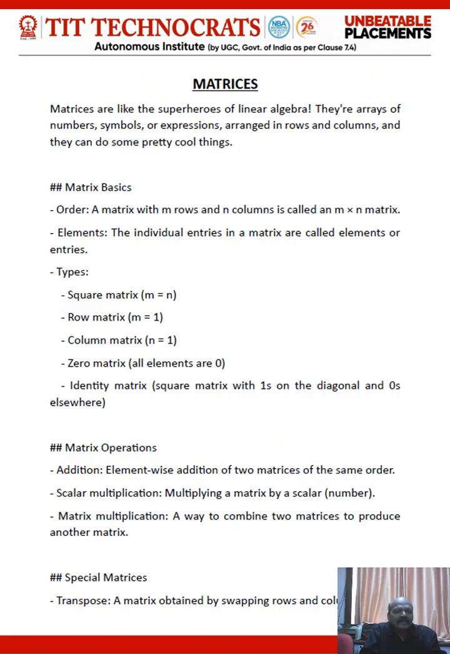They are arrays of numbers, symbols, expressions, functions in rows and columns, and they can do some pretty cool things, and they will be used to solve linear simultaneous equations having more than 3 or 4 or 5 variables. So before starting this, we shall discuss some basics of matrix. So let us know what is the order of the matrix.